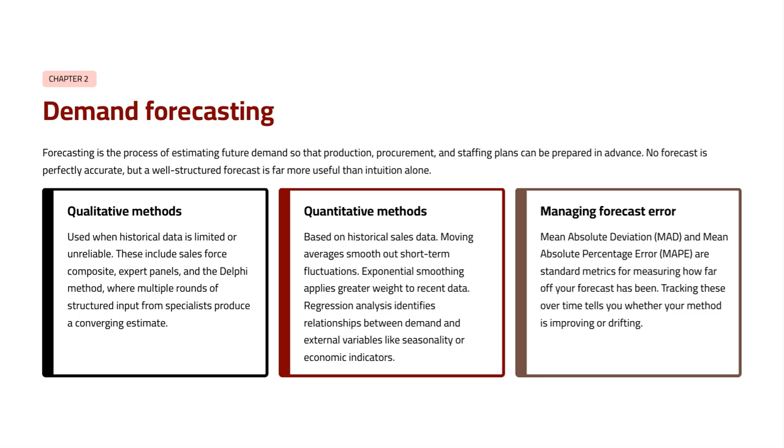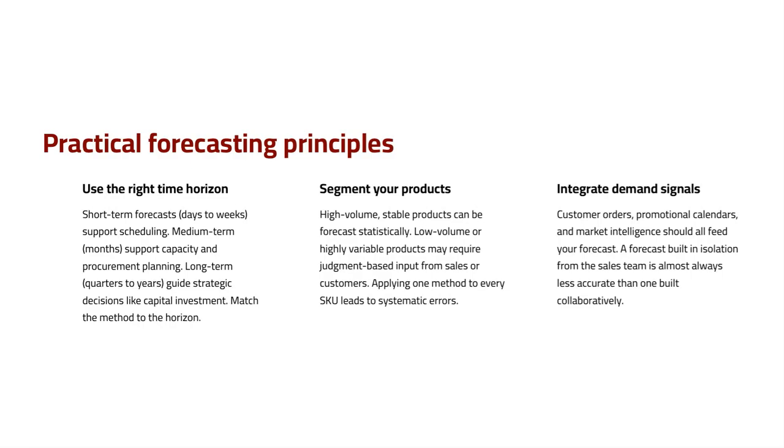Finally, managing forecast error is crucial. Metrics like mean absolute deviation, or MAD, and mean absolute percentage error, MAPE, help measure how far off your forecast has been. By tracking these metrics over time, you can see if your forecasting approach is improving or starting to drift off course. When it comes to practical forecasting principles, the first thing to keep in mind is to use the right time horizon.